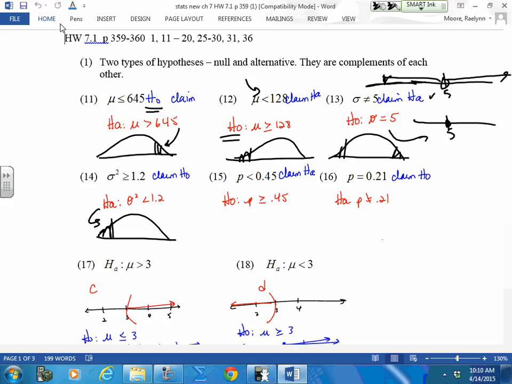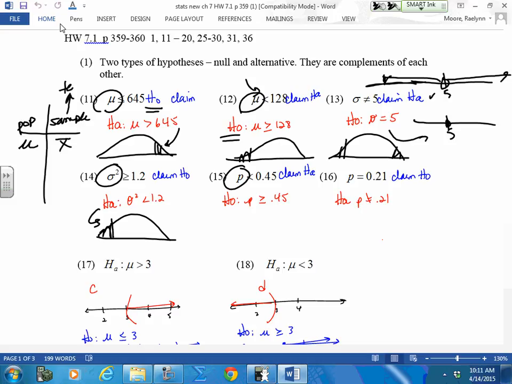15, the claim is less than, no equal sign, it's an HA. Opposite, it's an HO with the equal sign. And remember, notice we're using all your symbols for your population. I keep separating these out for you. Population, sample. The mean for the population, the X bar for the sample. This is the part where we will test on. This is the part where your hypothesis comes from.